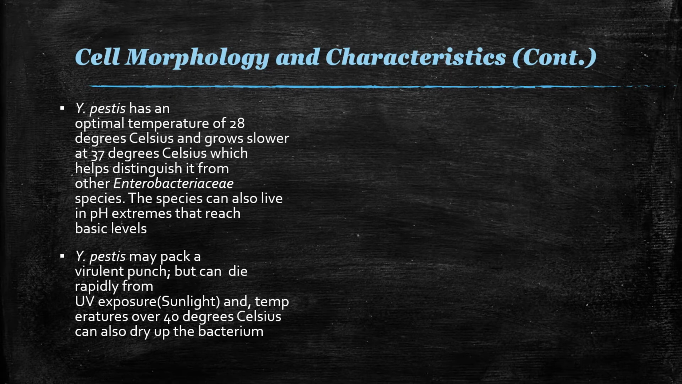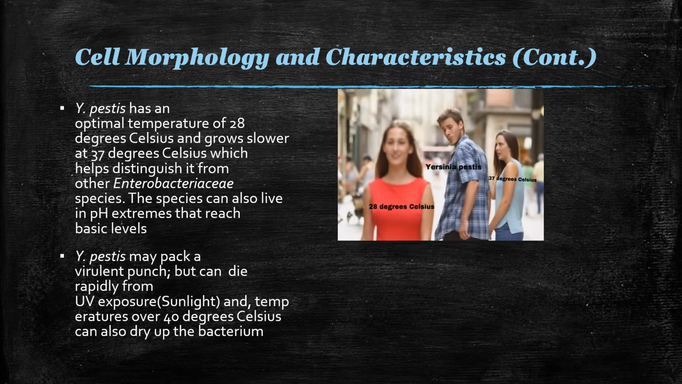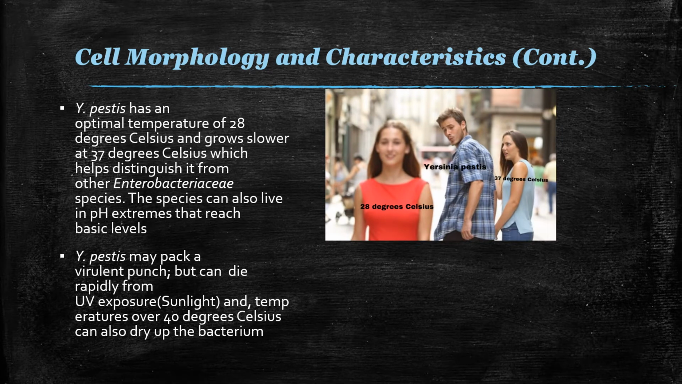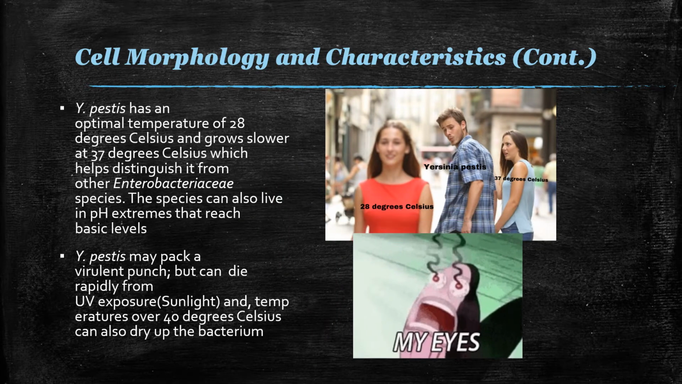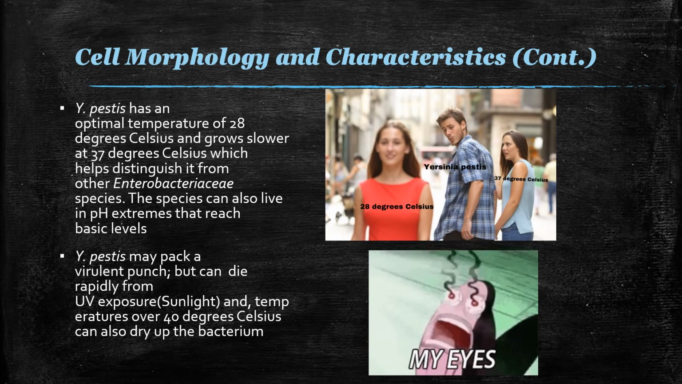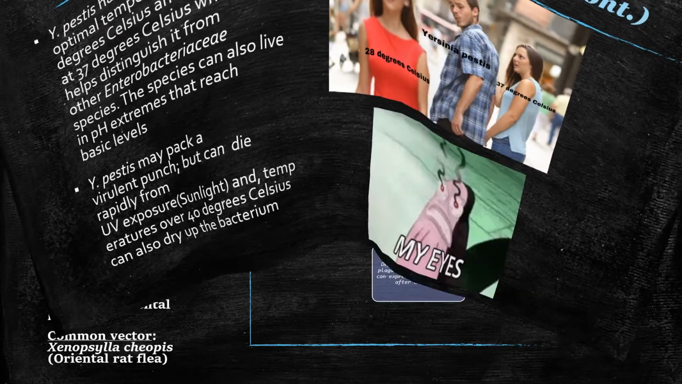There are some other characteristics that are important in understanding Yersinia pestis as far as its optimal temperature of 28 degrees Celsius. This helps to distinguish it from other bacteria in its family, as most of those other bacteria have an optimal temperature of 37 degrees Celsius. Yersinia pestis can also live in pH extremes that reach basic levels anywhere between 5 and 9. And while Yersinia pestis does pack a virulent punch, it can die from other factors at a rapid rate as far as sunlight exposure or temperatures that exceed 40 degrees Celsius.